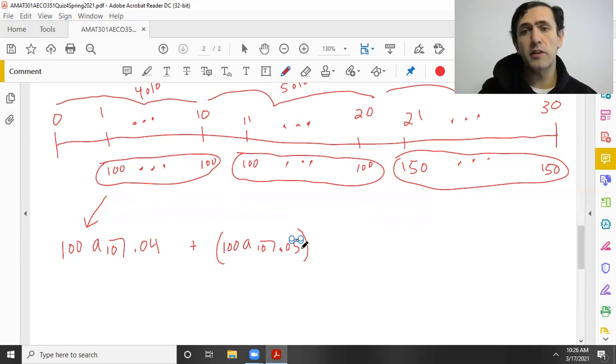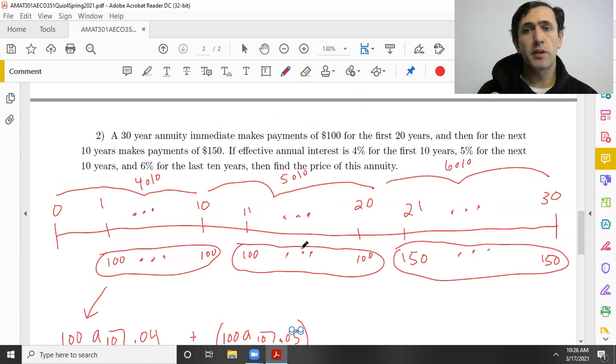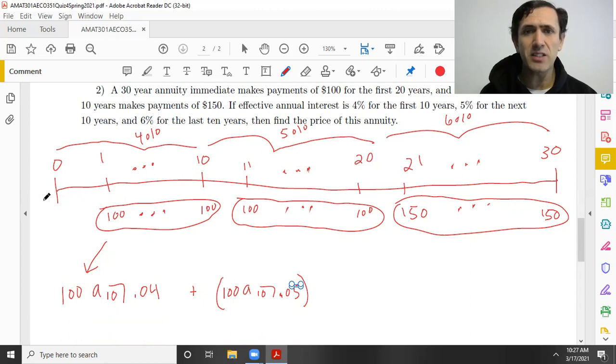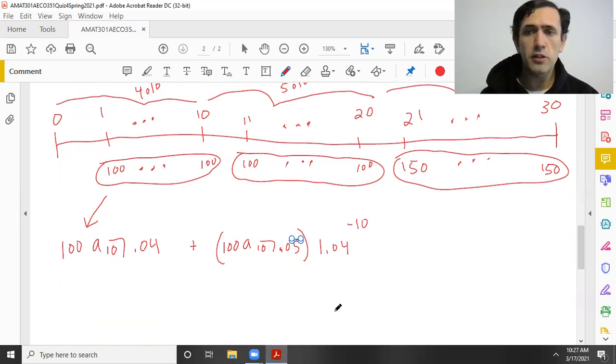So this would be very relevant if you are paying out this annuity and you want to know, what's my liability right now? So yeah, this has to be discounted, and interest from 0 to 10 is 4%. So we have to discount this using the 4% interest rate, 1.04.